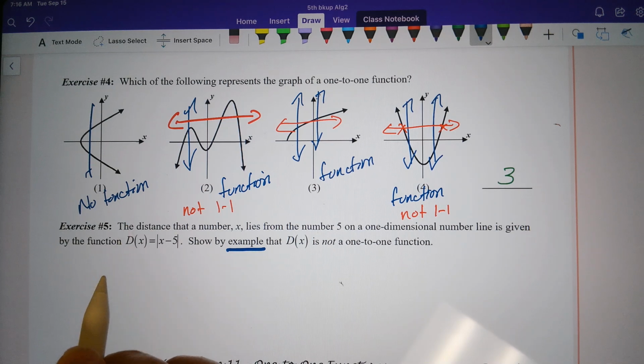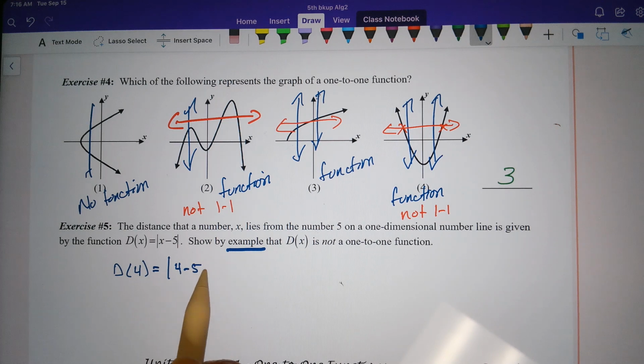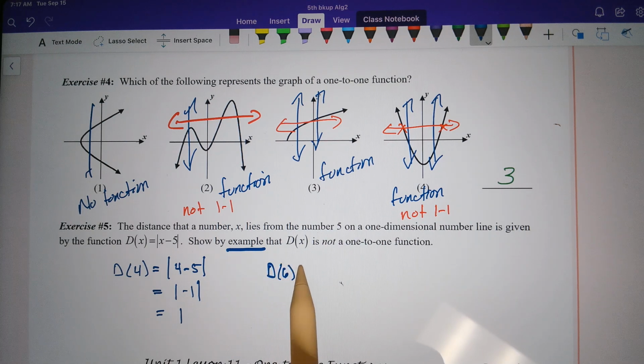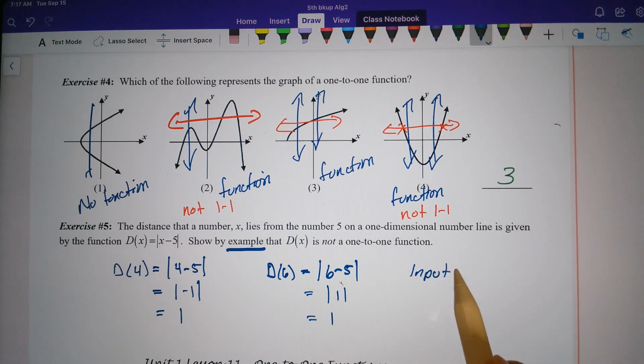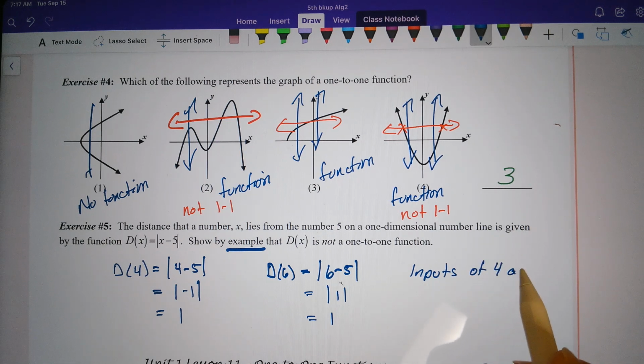Let me evaluate d of 4. So d of 4 is going to equal the absolute value of 4 minus 5. And 4 minus 5 is negative 1, and the absolute value of negative 1 is 1. What other value, if we put in for x, would result in 1? If we use 6, so if we evaluate d of 6, 6 minus 5 is 1, and the absolute value of 1 is 1. So this is not one-to-one. Inputs of 4 and 6 give the same output.